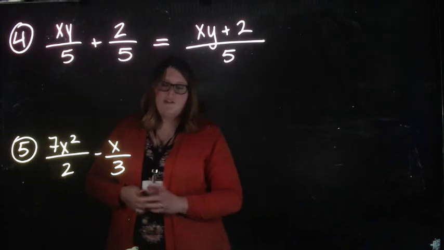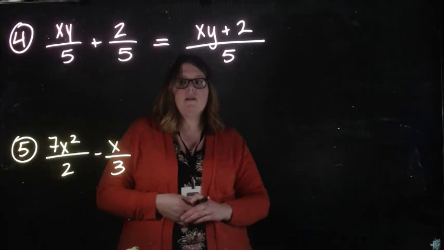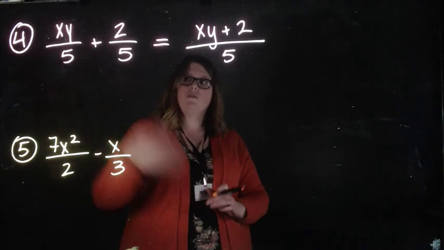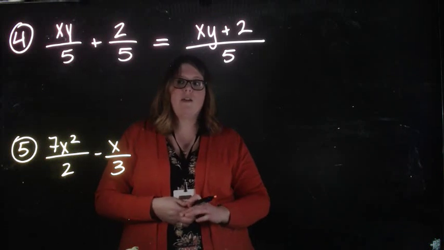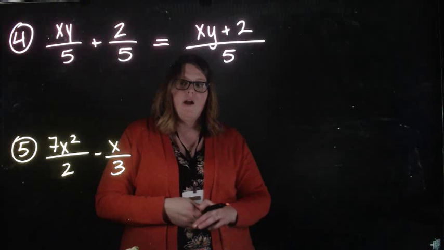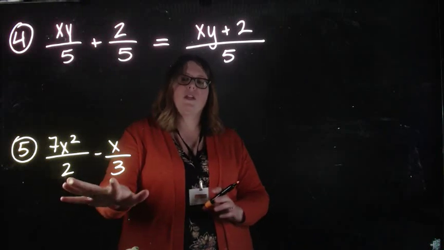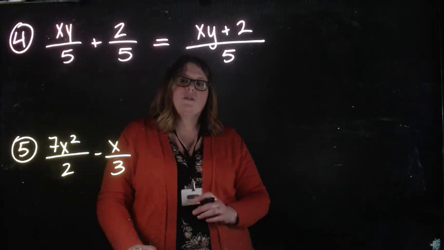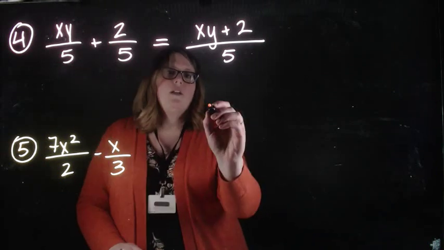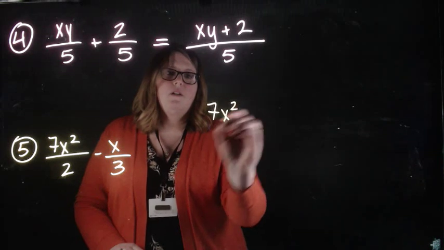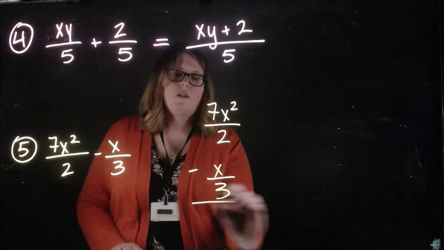Number 5, we have 7x squared over 2 minus x over 3. So how this one is different than number 4 is our denominators are different, right? And we know that when we add or subtract rational numbers, our denominators need to be the same. So we want to make this 2 and 3 to be the same number. So this is where I suggest to write it vertically instead of horizontally. So we have 7x squared over 2 minus x over 3.